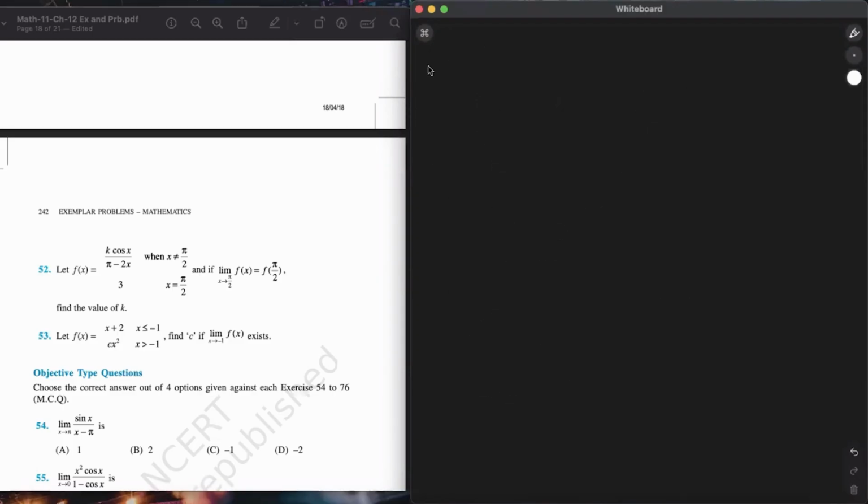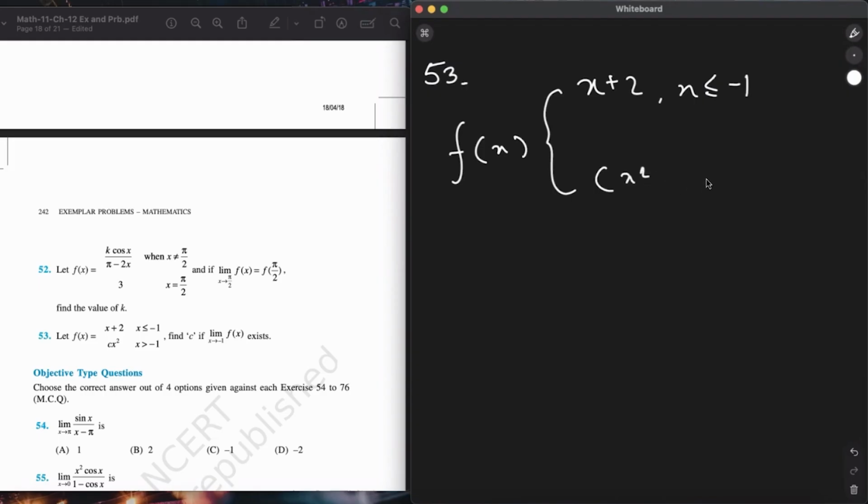So now next up is question number 53. In it we have been given that f(x) is a function, right? Its value is given as x plus 2, where x is less than or equal to minus 1, and c x square when x is greater than minus 1. So they want us to find the value of c if the limit exists at x equal to minus 1. If we just equate the LHL and RHL, I think that will end our question.